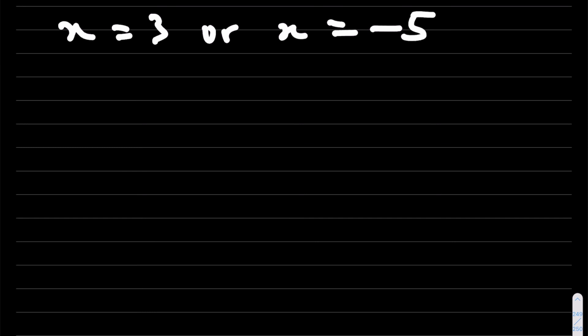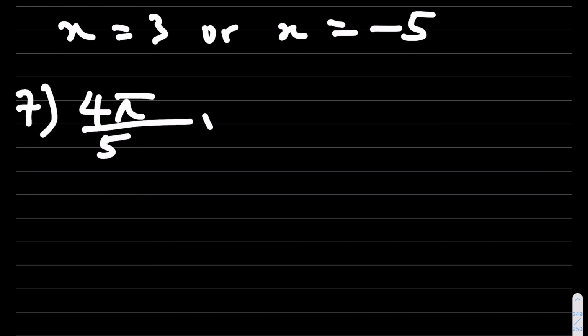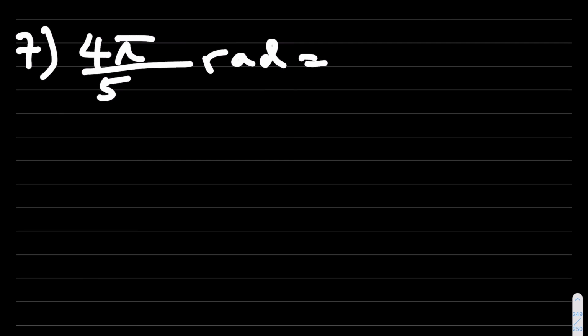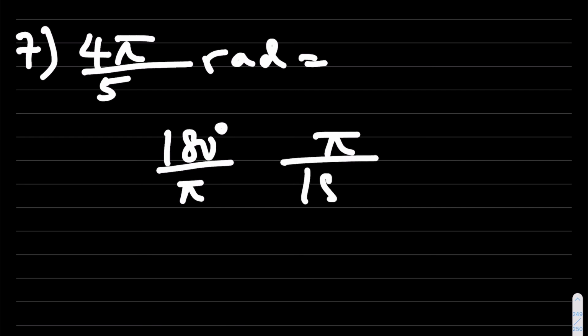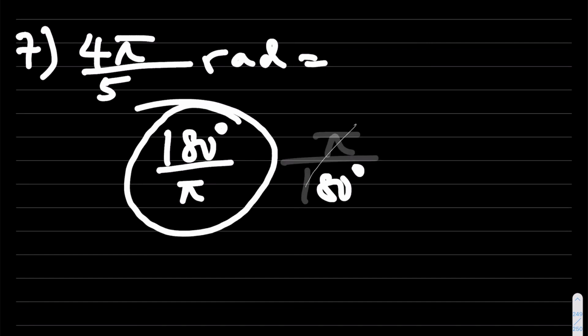We go straight to the next, which is number 7. Express 4 pi over 5 radians in degrees. When we are changing pi radians to degrees, we multiply by the ratio 180 degrees over pi. And when we are changing degrees to pi radians, we multiply by the ratio pi over 180 degrees. Here we are changing pi radians to degrees, so we are multiplying by this ratio 180 over pi.